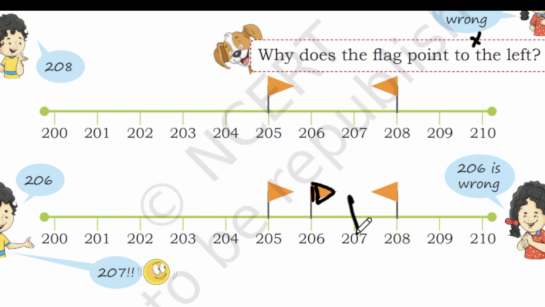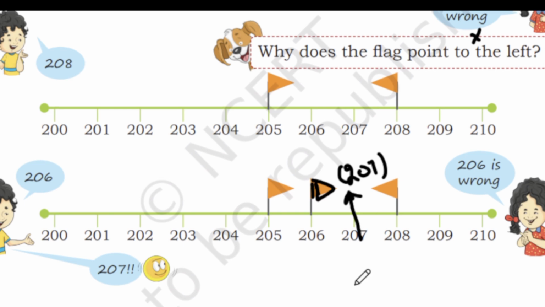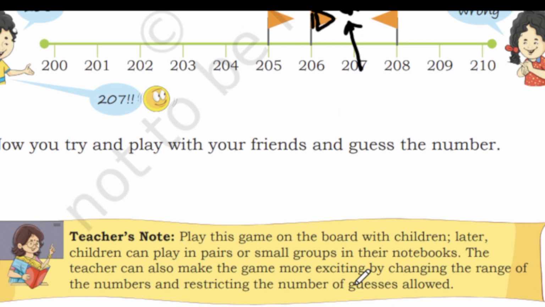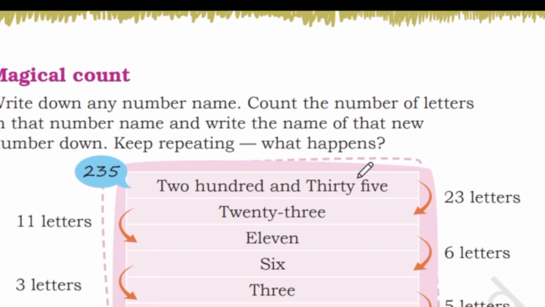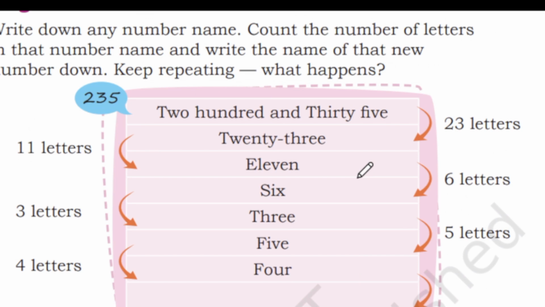So you have only one number, which is 207, which is the correct answer. Okay. So they're just playing a game by pointing the flag. Now you try and play a game with your friends and guess the number. You can also play the same kind of games with your friend and guess the answer.